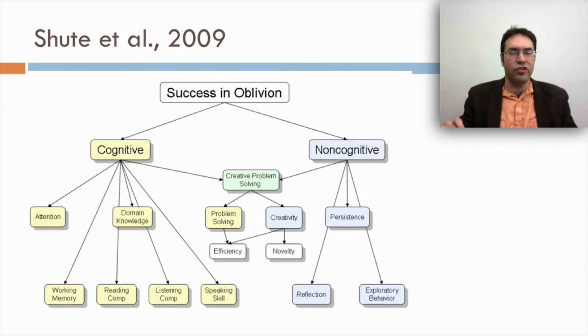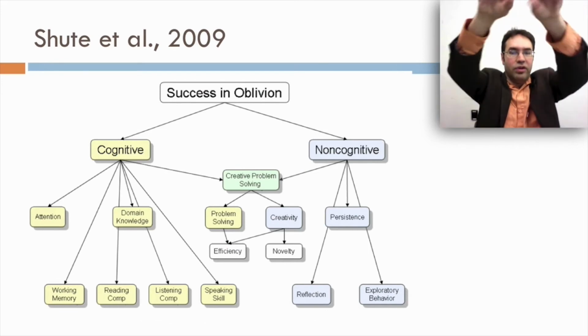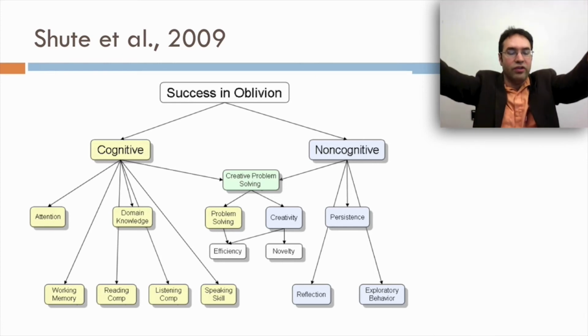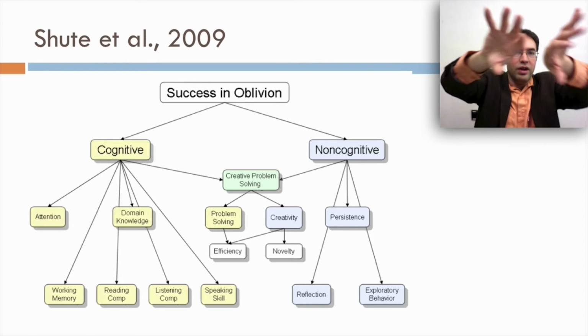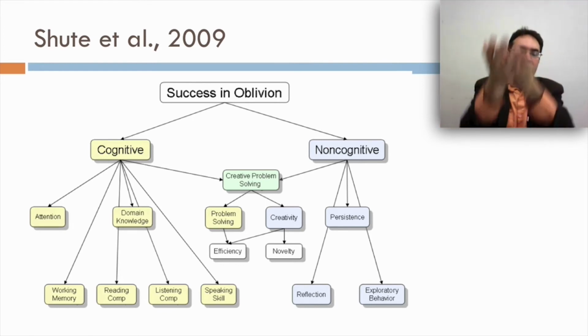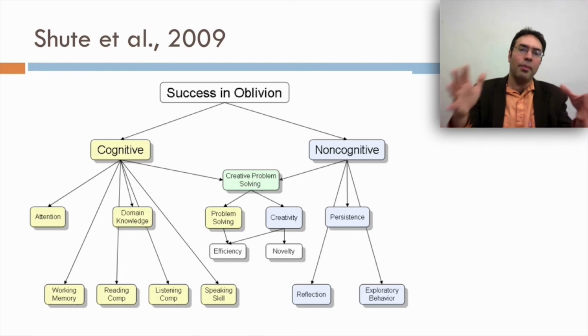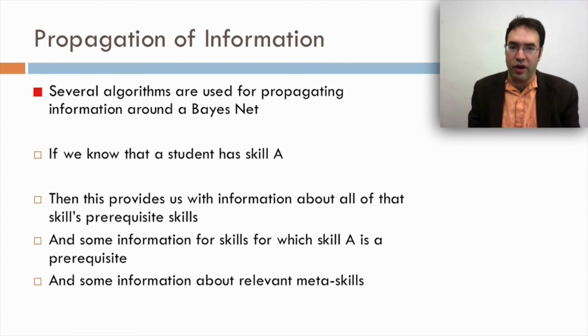And finally, Valerie Shute and her colleagues looked at all the factors that lead to success in a video game. And they broke it down to cognitive factors and non-cognitive factors, into things like attention, domain knowledge, problem solving, and finally down to things like working memory and such. And as they modeled specific components in this greater model, they could map up to what would eventually lead to success in Oblivion.